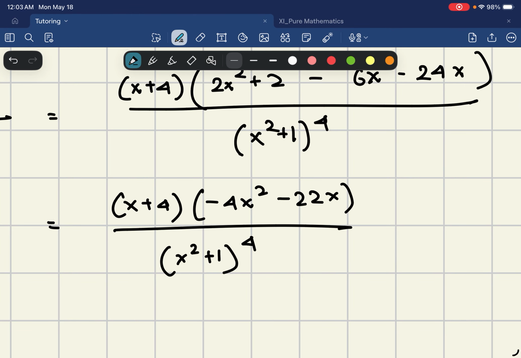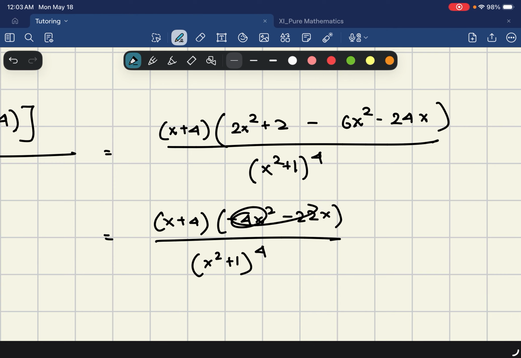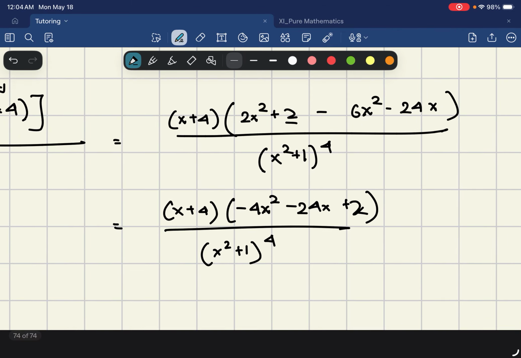All right, I'm so sorry. I mis-simplified here. You can't simplify like this. 2 minus 6x squared is minus 4x squared minus 24x plus 2, right? Because there is no x here, so I can't add them together. So this expression should be it.